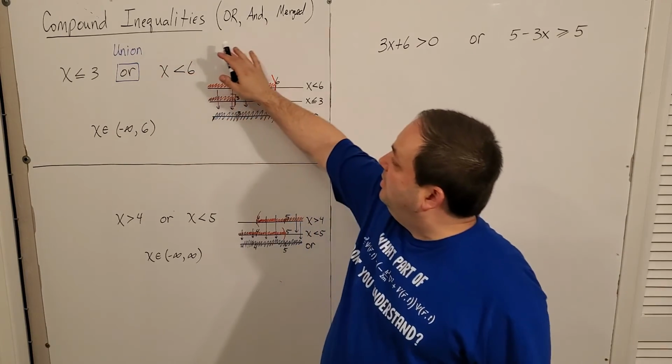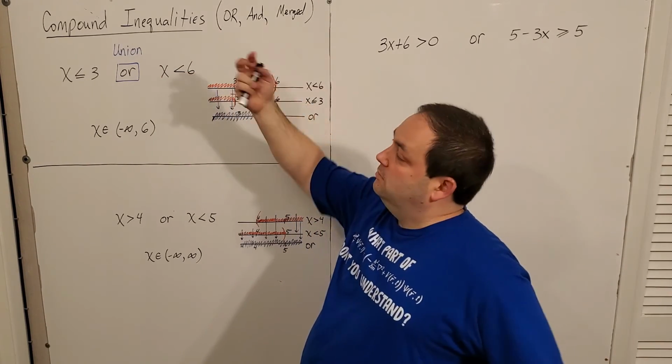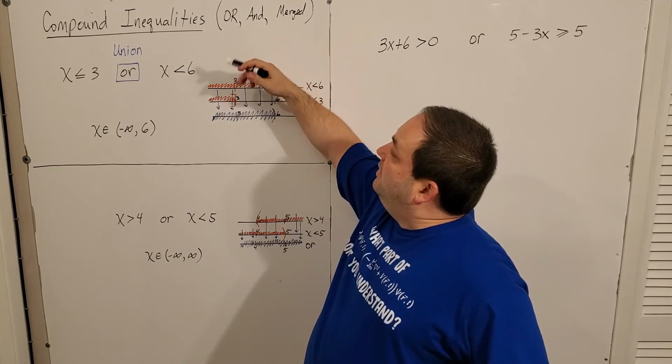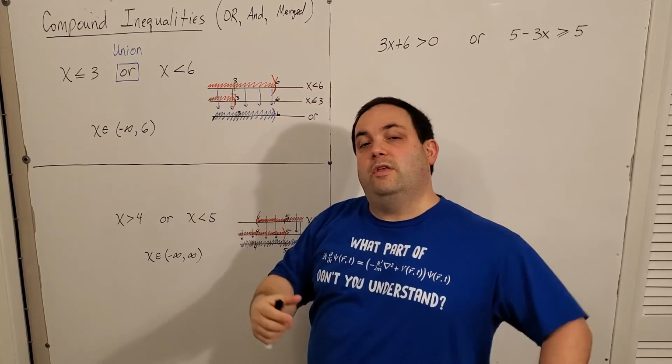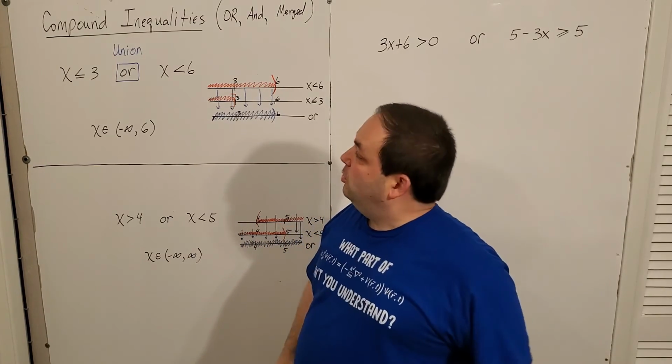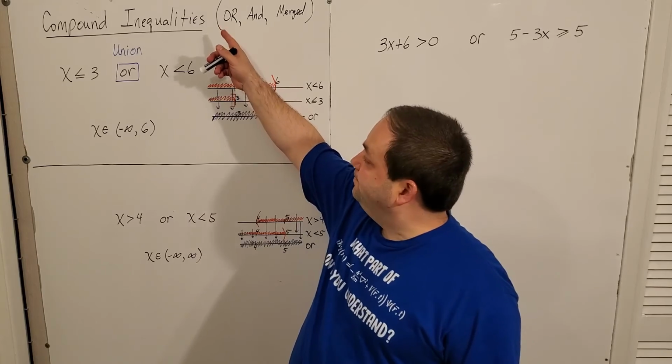So the compound connectors are going to be ors and ands. And then we also have another type where the compound inequality is already merged. Okay, let's start with the first one, or.